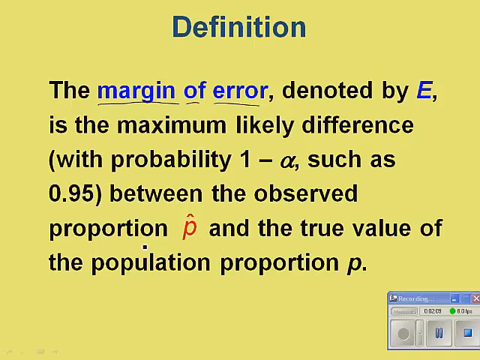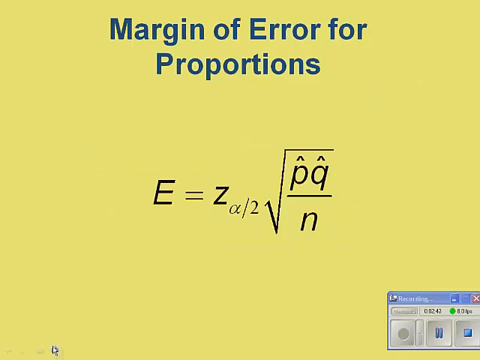Don't write that down. That's awful. I mean, that's too hard. What are they doing? They're measuring between P hat and P. Right? And then there's this word in here, difference. What's a difference? We're going to subtract. The maximum likely difference. Okay. Let's see how this works.